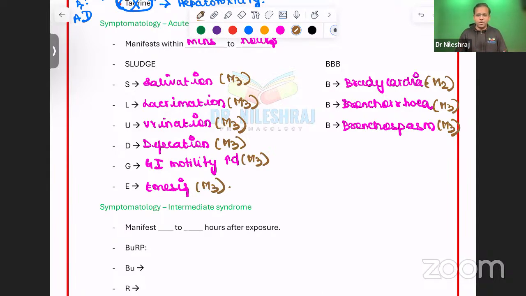That's it. I'm not going to say it out loud. If you know the receptors, their nature and their functions, that's it. There is no need for mnemonics. Even if you want, you can go with the old mnemonic, SLUDGE and triple B. Now we'll move to the next one.